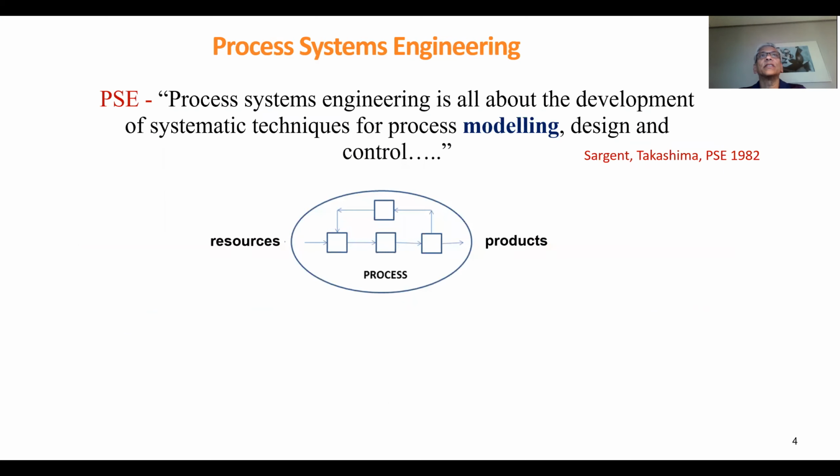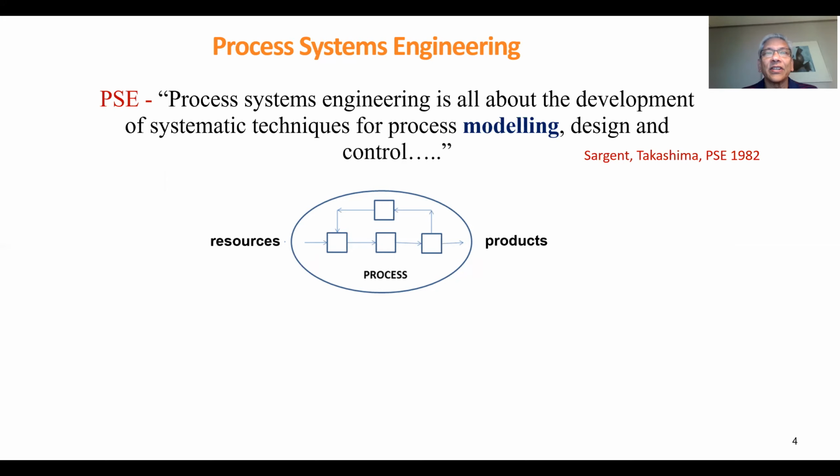So let me start with what is process systems engineering. This was defined by Professor Sargent and Professor Takamatsu in the PSE conference meeting in 1982. According to them, process systems engineering is all about the development of systematic techniques for process modeling, design, and control to solve various types of problems.